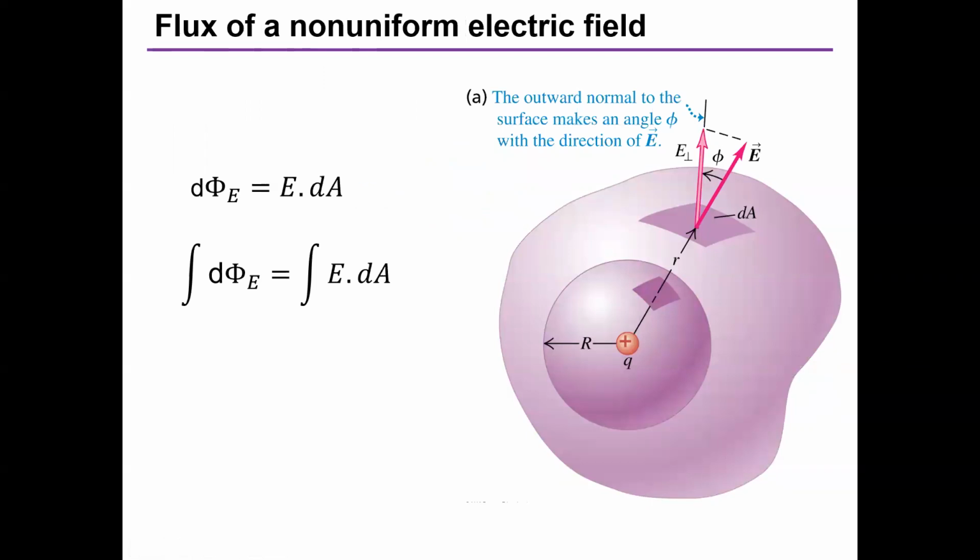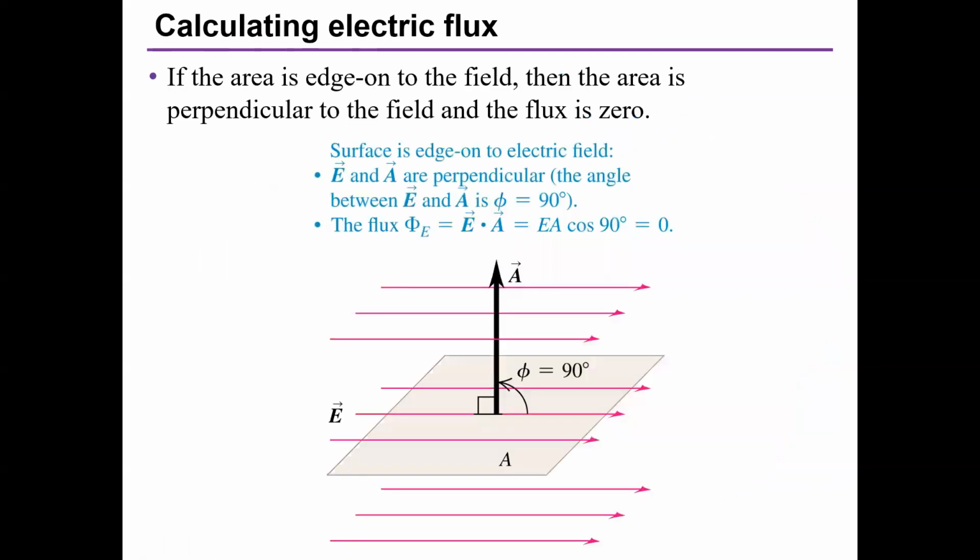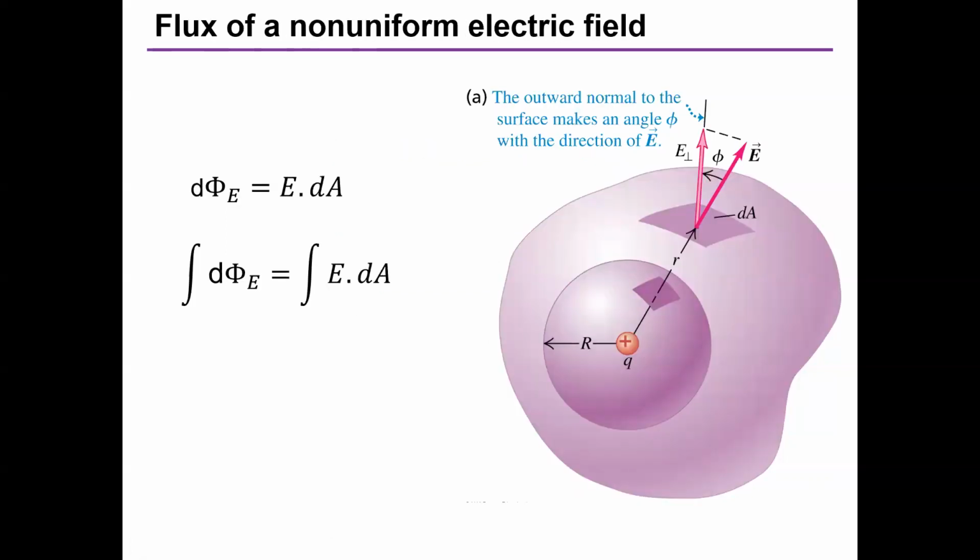So what if the electric field is not uniform? You cannot use this equation right here if the electric field is not constant. The electric flux is changing over the surface. So to calculate electric flux in that case, we have to split this surface into small surface elements, area elements like dA, and then calculate the electric flux for that particular small element, right?